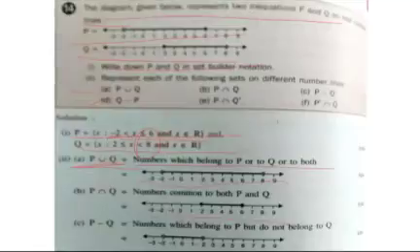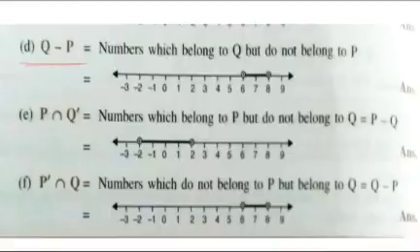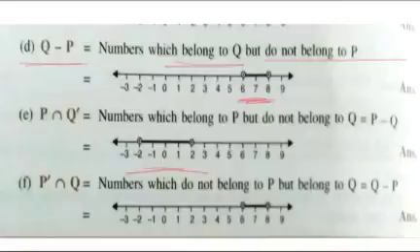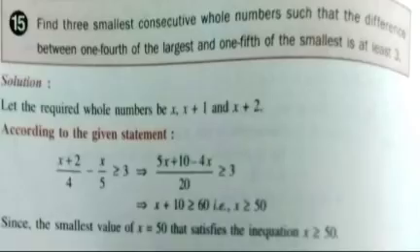Here also you can see question number 14, D part, Q minus P. Q minus P means numbers which belong to Q but do not belong to P. That is 6, 7, 8. So 6, 7, 8 we have plotted down here. Numbers which belong to P but do not belong to Q is P minus Q. Numbers which do not belong to P but belong to Q will be Q minus P. Like that. This does not come in the exam, but you can solve it if you want.